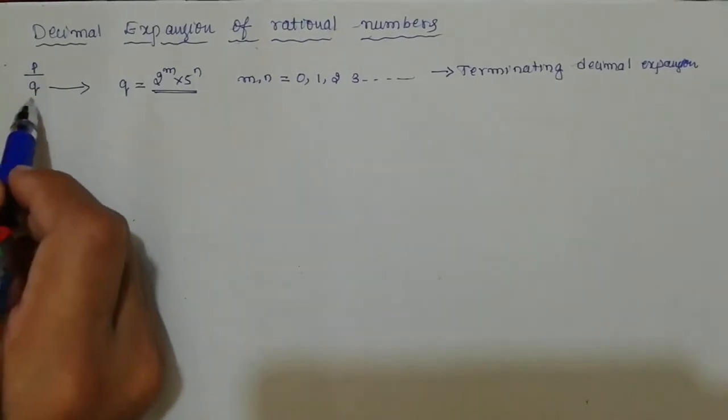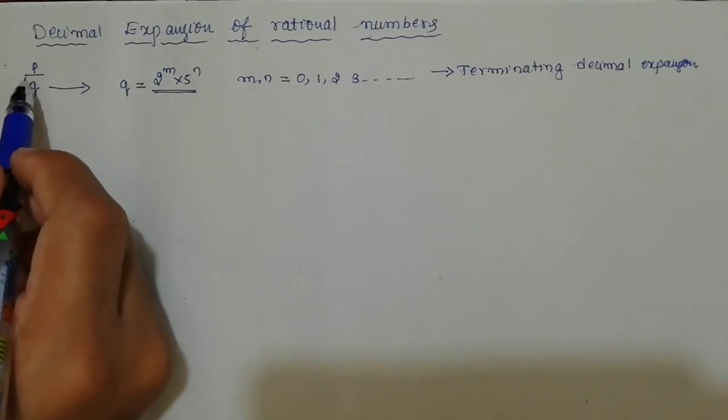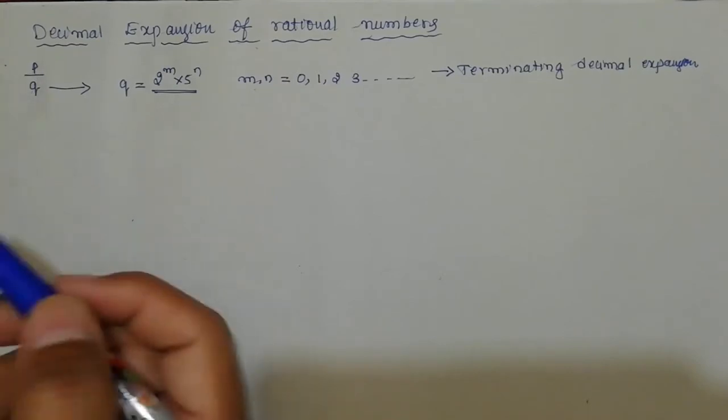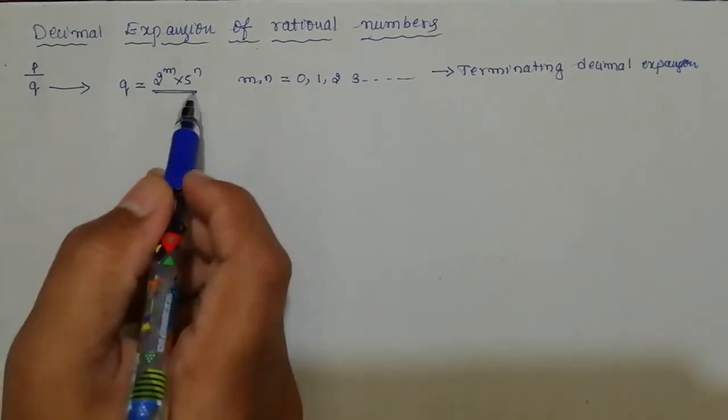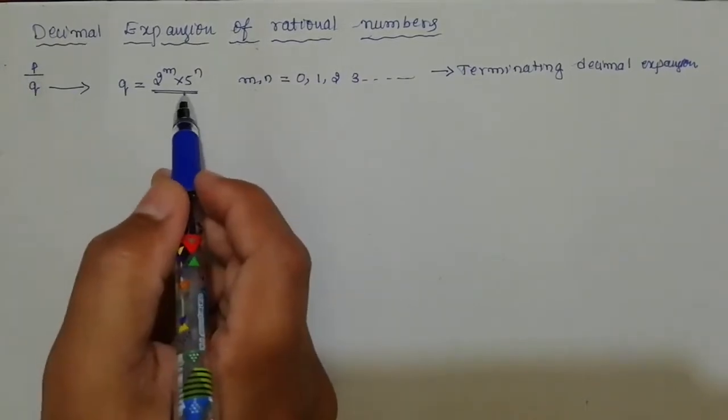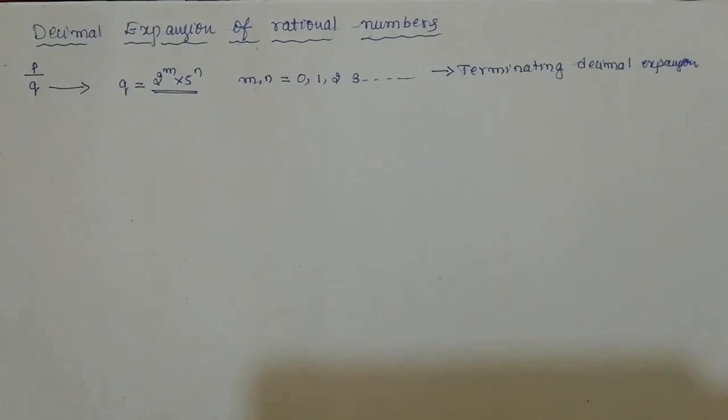And I told you p by q, this should be in the format of p by q, so that p and q should be co-prime, meaning there is no further common divisor for both p and q. If there is any further divisor, you need to divide first, and then only you need to verify whether the denominator is in the format of 2 power m into 5 power n or not.